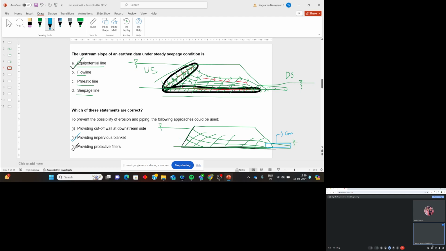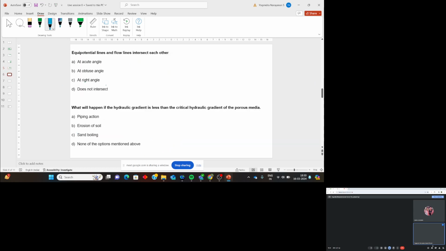Okay, these are two different schemes that can be undertaken. These are both at downstream only. Only sheet piles you will be providing at the upstream end. Okay, let's move to the next question.